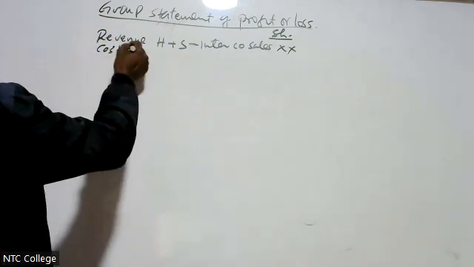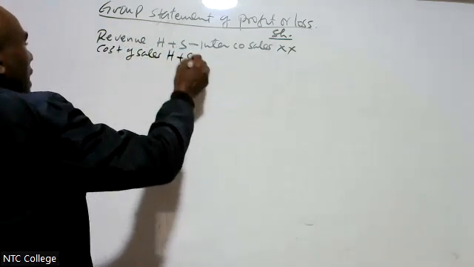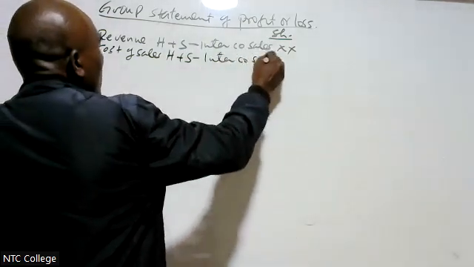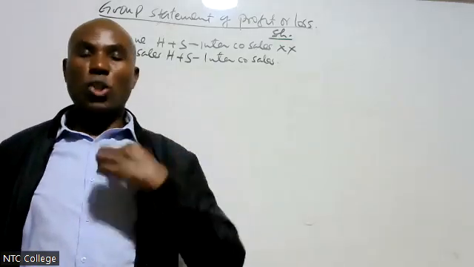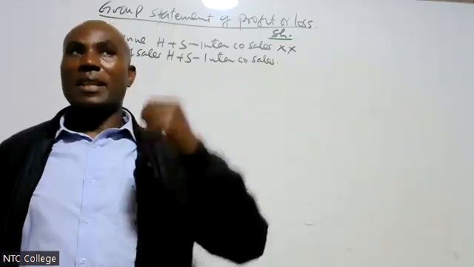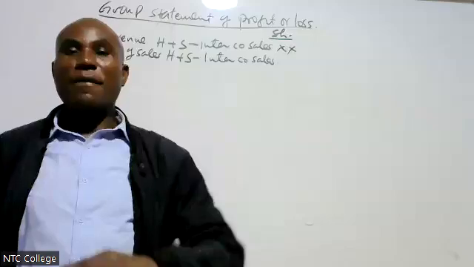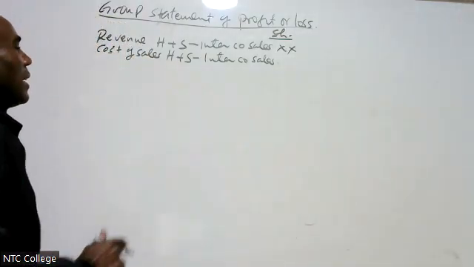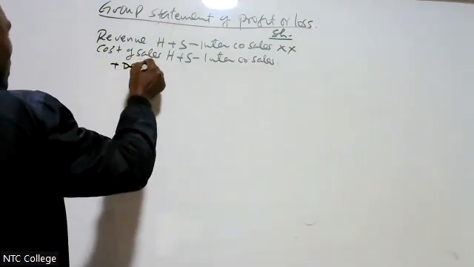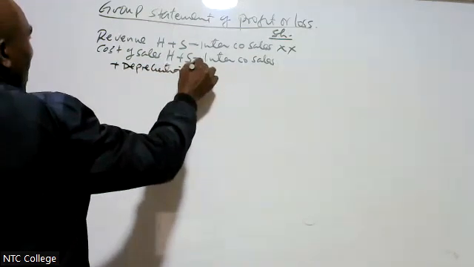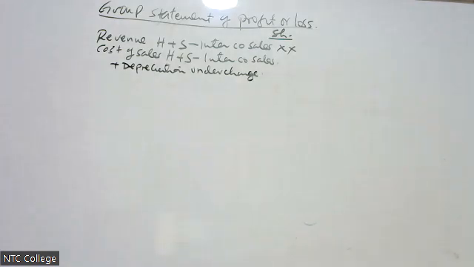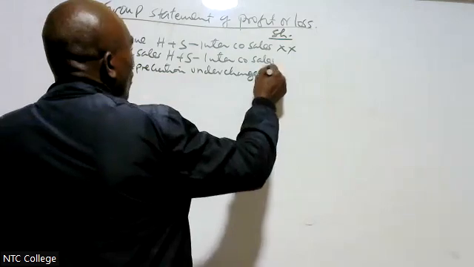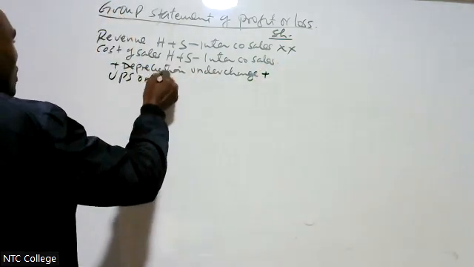Then we come and less cost of sales. Cost of sales is H plus S minus also intercompany sales, because if I sold goods, then it means to me it was a sale, to S it was the cost of sale. Therefore we subtract because it was a sale. Then on the cost of sales I add depreciation undercharge. I also add an unrealized profit on closing stock.